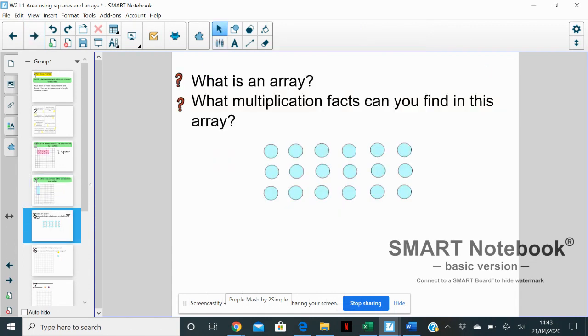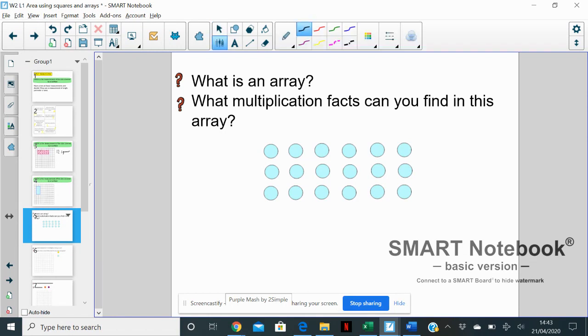Okay, now, like I said in the introduction, we are also going to use our multiplication facts to find the areas of rectilinear shapes. So I've got an array on the screen here. I want you just to pause the video and remind yourself what is an array, and I want you to tell me what multiplication facts you can find in this array.